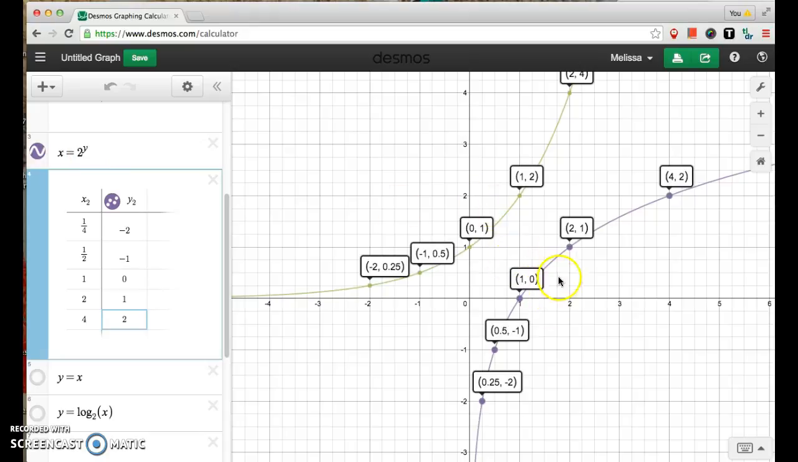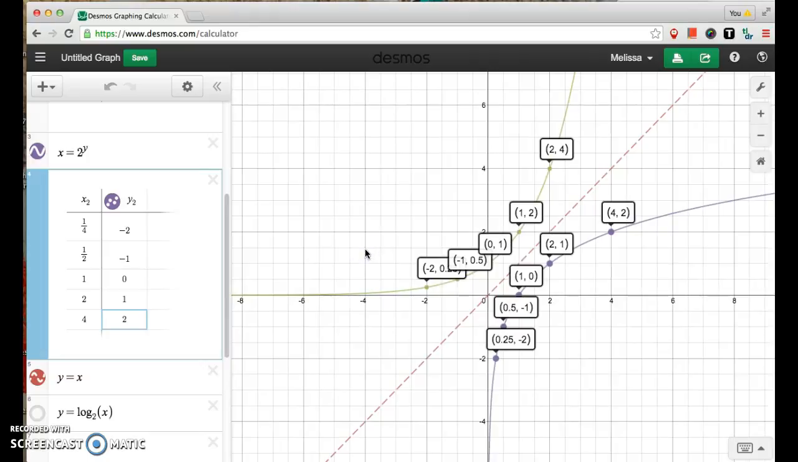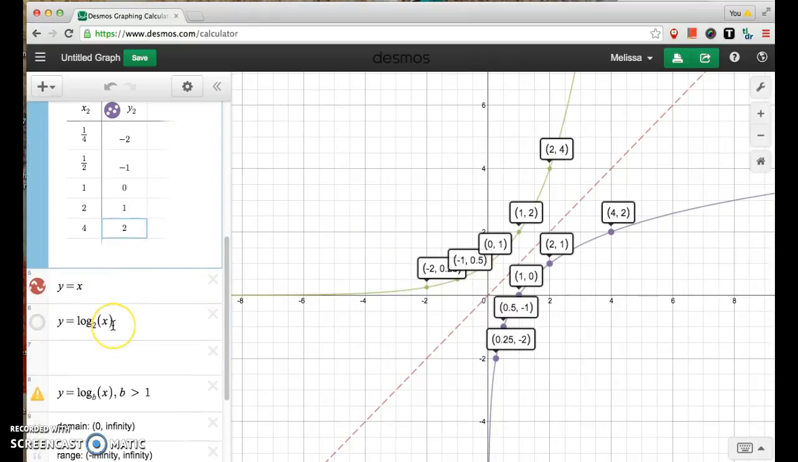Now we see the graphical relationship between the exponential and the log function, as we know, is the reflection over the line y equals x. Log base 2 of x is a parent function.